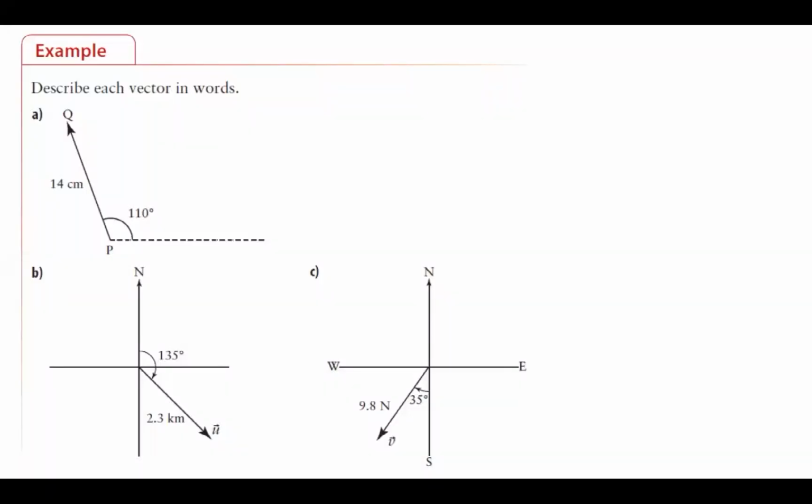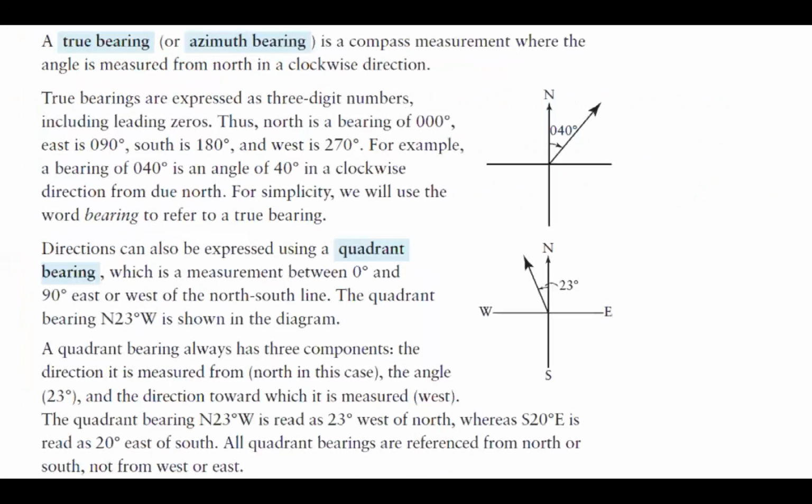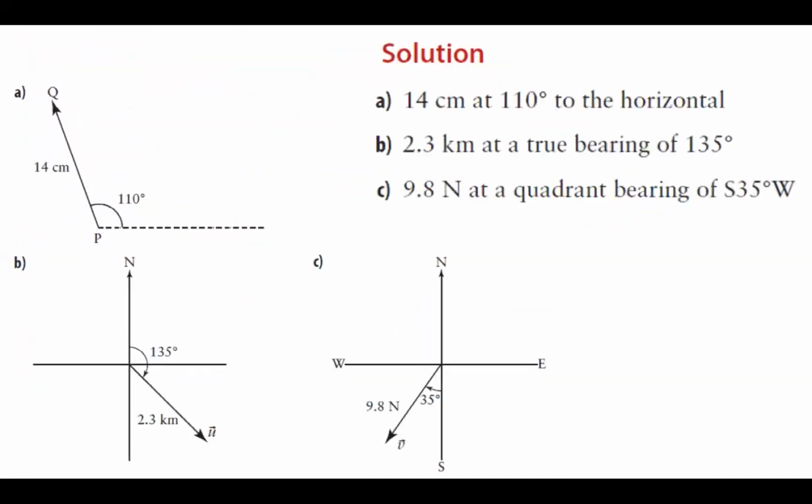Okay, let's have a look at the solution. In question A, the vector is 14 centimeters at 110 degrees to the horizontal. Remember that there are 3 methods we can express a vector, right? Apparently we are using the first method here to denote its direction, the degree between the vector and the horizontal.